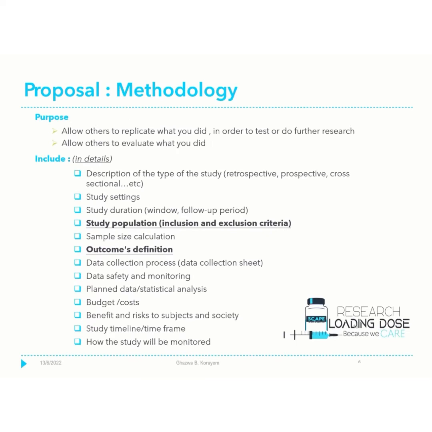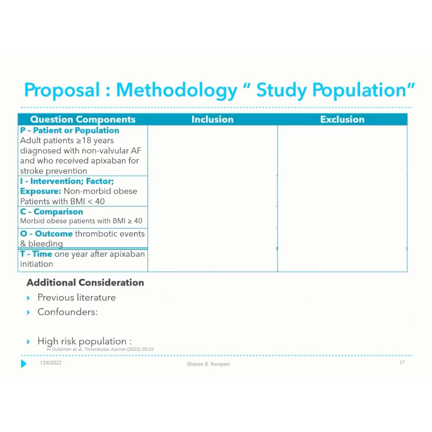So in the methodology, the purpose is to allow the study to be replicated and also to evaluate what you do. You can see that the sections of the methodology here are very extensive compared to the manuscript. But for the purpose of this video, I will focus on the study population, inclusion-exclusion criteria, and the outcome definitions, as this is the area where we can see a lot of mistakes, if we may call them that.